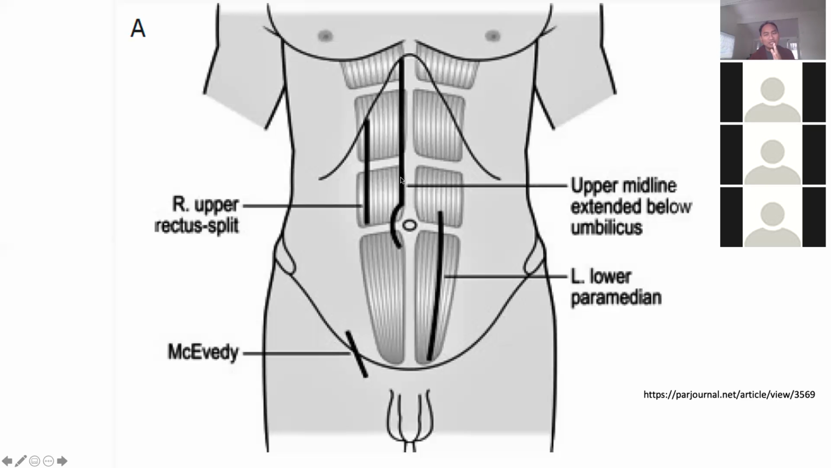And of course, if we are slightly off the midline, then we will say paramedian. Look at that. This is a left lower paramedian and a right upper paramedian incision. McEvedy is for the femoral hernia, so it is in the groin. So now at least if you see a scar, you know what operation this person had.